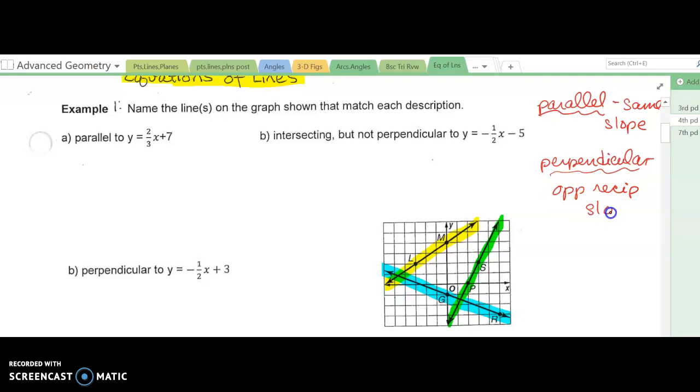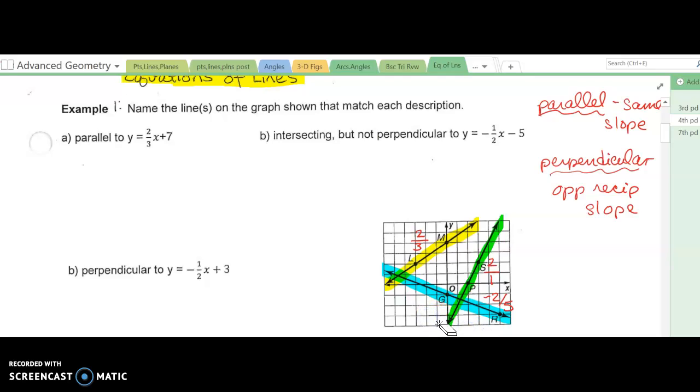So what we're going to do is start with this graph and find the slopes of all three of these lines. So 1, 2, 3, 1, 2. So this is up 2 and right 3. This one is down 2 over 1, 2, 3, 4, 5. So the blue line is -2/5, and the green line looks like it's up 2 over 1. Okay, so now that we have our slopes, we can go back and answer these questions.